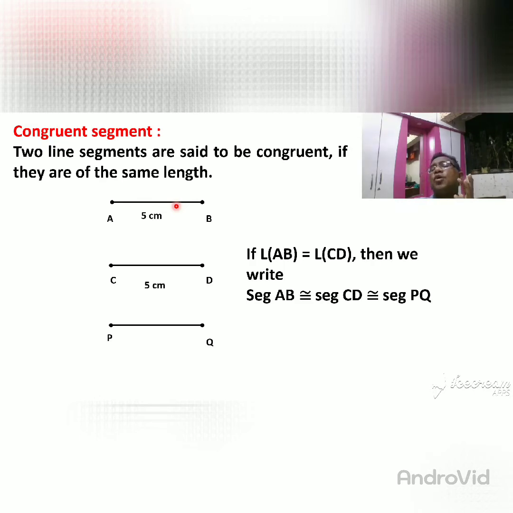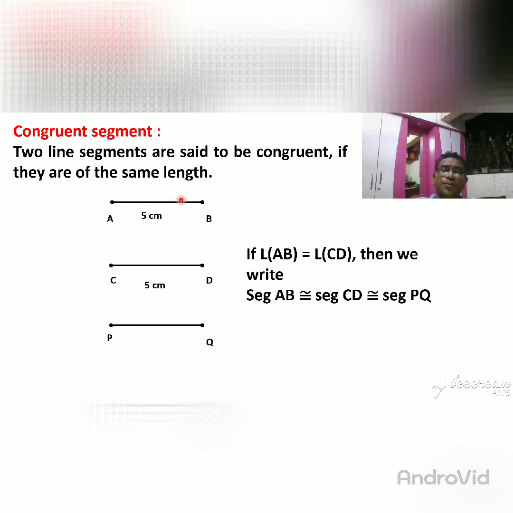What was the first property? Each segment is congruent with itself. So segment AB is congruent with segment AB. Then another property: if the first segment is congruent with the second segment, then the second segment is also congruent with the first segment. This is the second property.